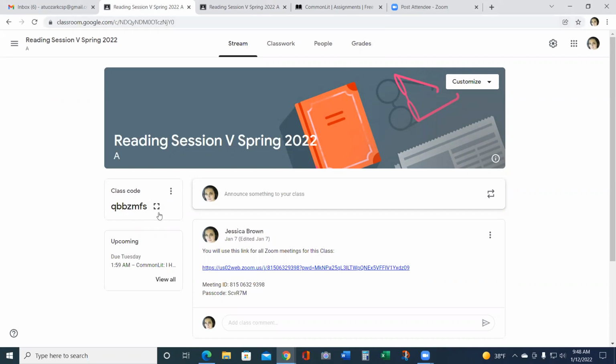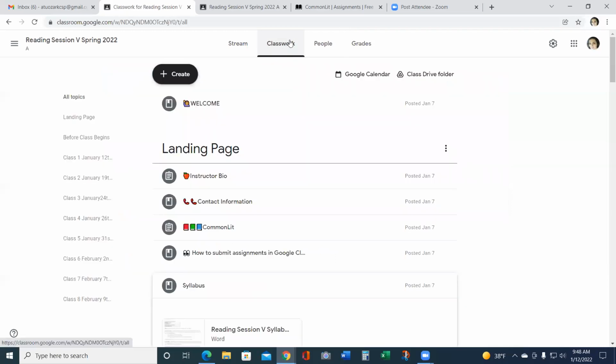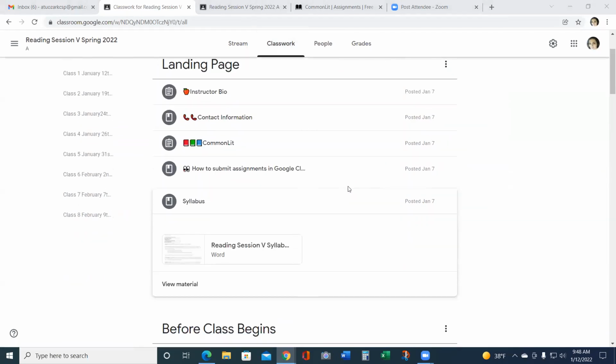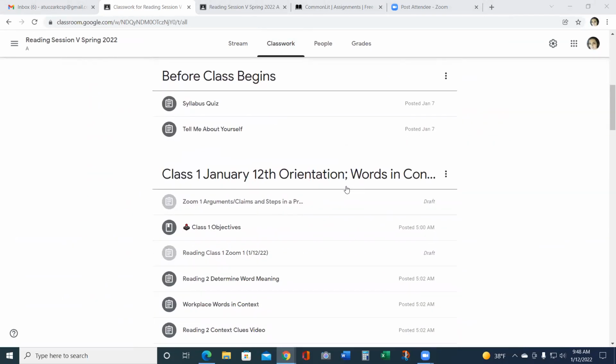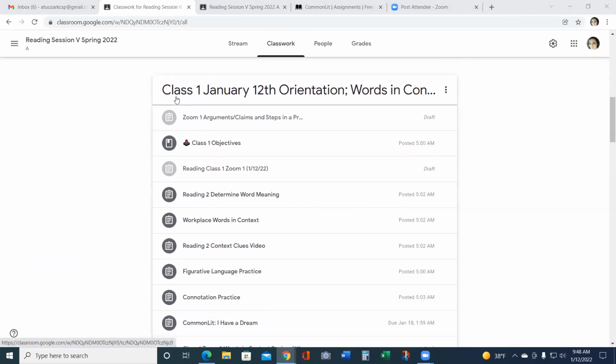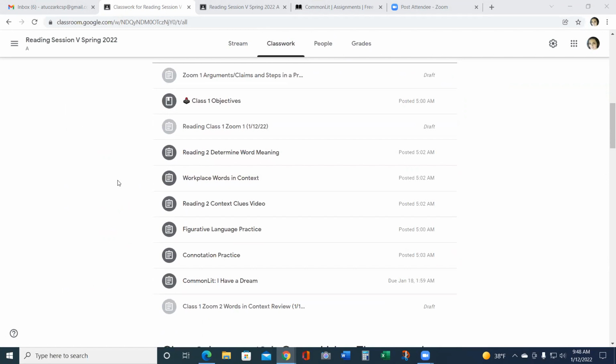And I will also email that to you here in just a minute when I can get to that screen. But this is what your Google Classroom should look like. Again, if you go to your classwork, you're going to scroll down to where it says class 1, January 12th.